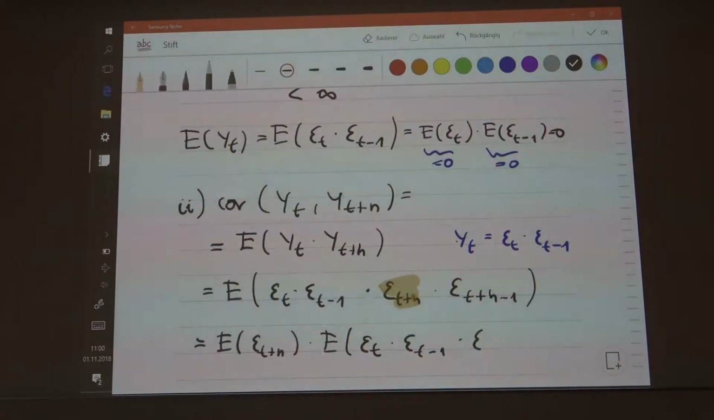Why? Because of course the white noises are independent. So if they're independent, then the expectation of their product is going to be equal to the product of expectations, right? So basically this is equal to 0. So since this is equal to 0, we're going to find that finally this is also equal to 0. So the process is not autocorrelated.